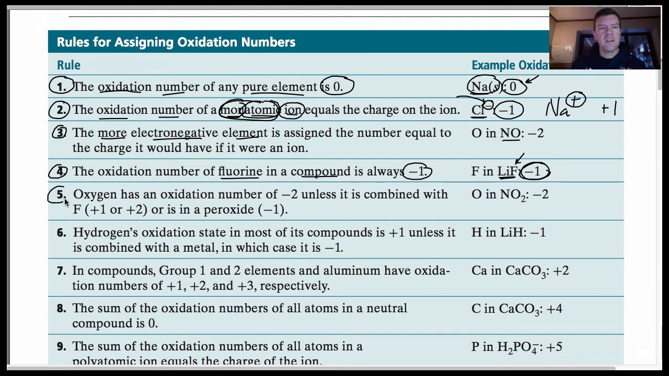All right. Number 5, oxygen has an oxidation number of -2. So each oxygen in that compound is going to have an oxidation number of -2. There are some exceptions. And the exceptions are written here: unless it is combined with fluorine or is in a peroxide. But those exceptions won't come up very frequently. Let's just assume that oxygen is always -2.